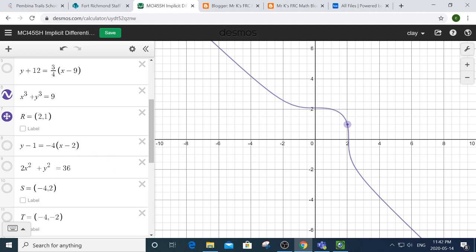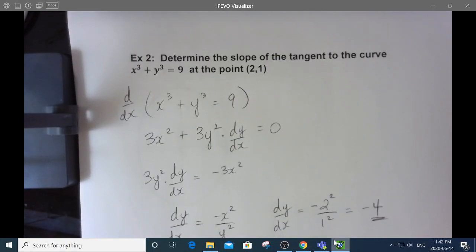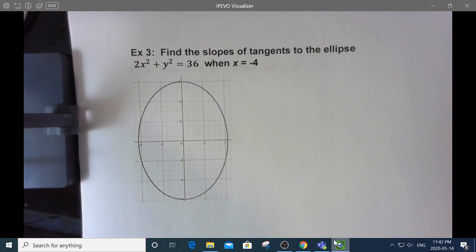And we think that the slope is negative 4 when x is 2 and y is 1. So that should make a tangent line, and it looks pretty good. Looks like it does. Okay, so that one's checked. Oh, good. We're still in focus. That's good news. All right, example 3.